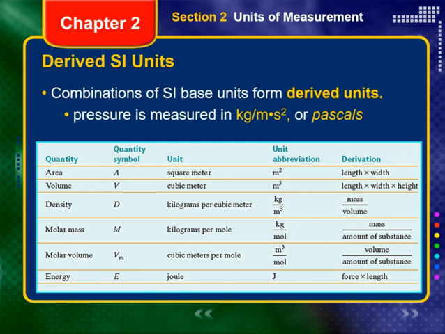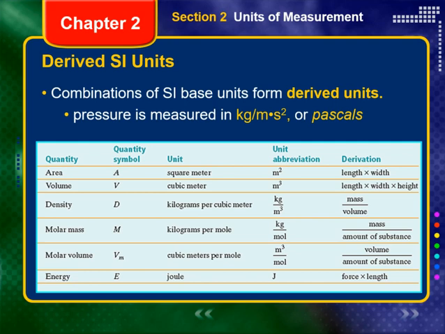Many SI units are combinations of the quantities shown in Table 2-1, which again is on page 34 of your textbook or on the screen again here. Combinations of SI-based units form derived units. Some derived units are shown in Table 2-3, which you can find on page 36 of your textbook, or again on the screen here. Derived units are produced by multiplying or dividing standard units. For example, area is a derived unit. It is length times width.